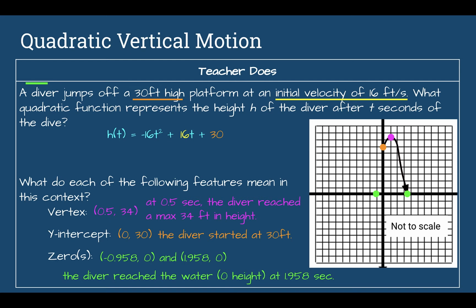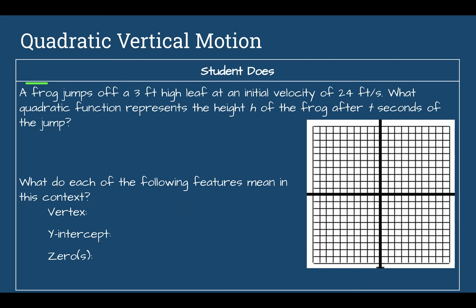What about the other 0? Well, that 0 to the left of where we started, that would be if the diver went back in time. Now, that doesn't make sense in this context, so we are not going to use it. We can't figure out the height of the diver at negative 0.958 seconds. It does not make sense in this context.